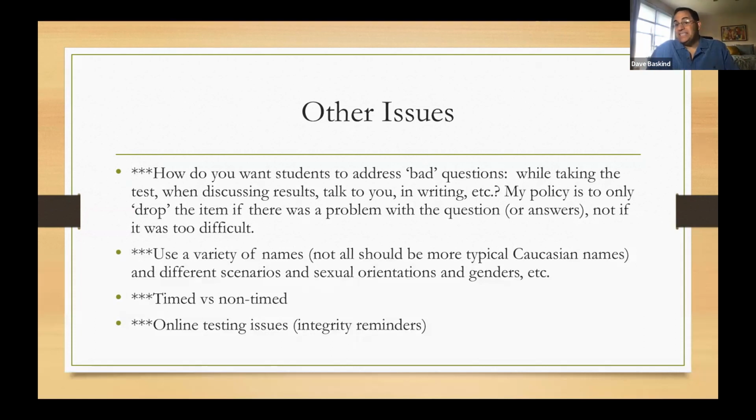And when you're designing tests like that, be sure to include a variety of names so they don't all sound male or they don't all sound typically Caucasian. When you're having scenarios and you're talking about couples, you want there to be some diversity there. So you can talk about gay and lesbian couples as well as heterosexual couples. You want to be sure that the material is going to be stuff that hopefully all students are familiar with.